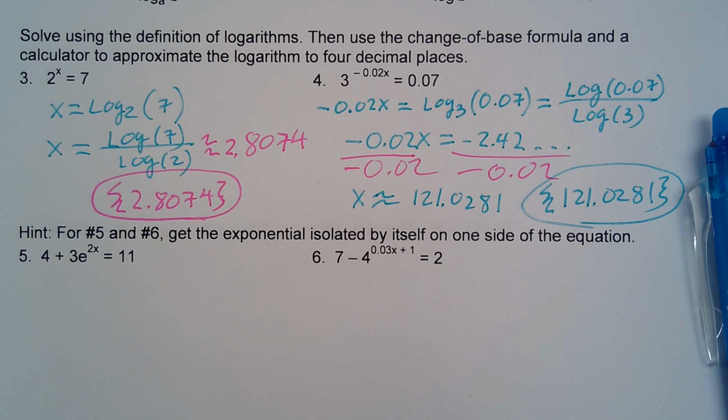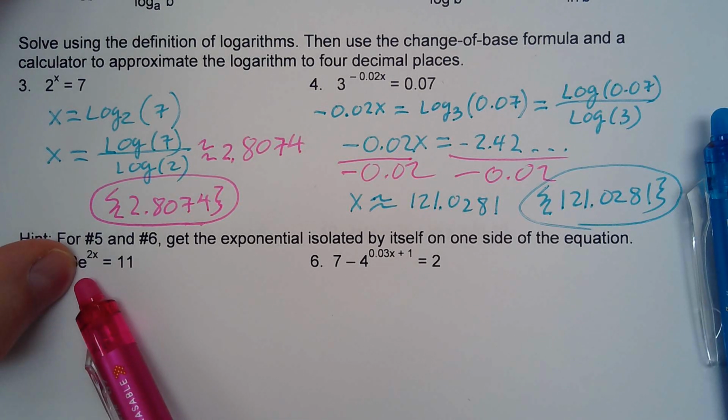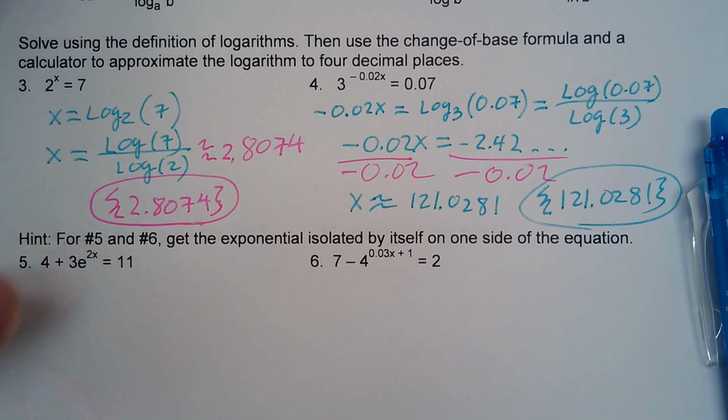For more complicated exponential functions or equations you're trying to solve, you need to get the exponential isolated on one side of the equation before you apply the definition and write as a log equation. So if I've got a problem like number 5, before I can change to the log equation, I need to get that e to the 2x by itself.